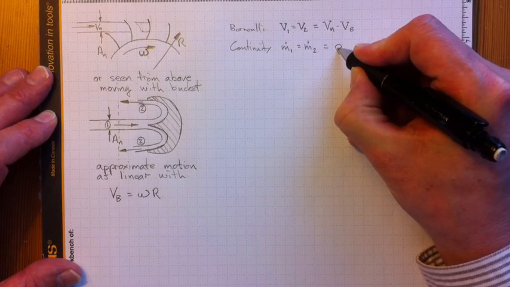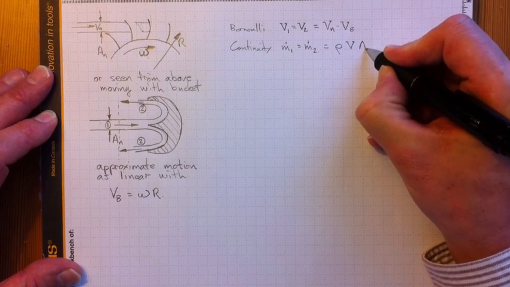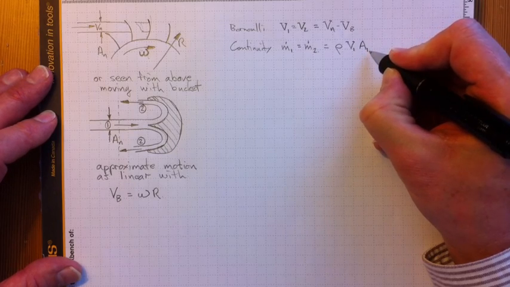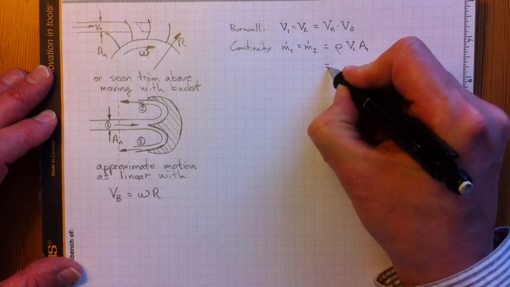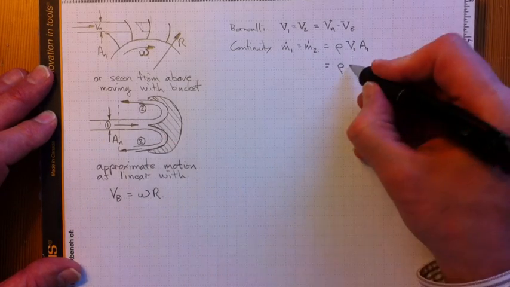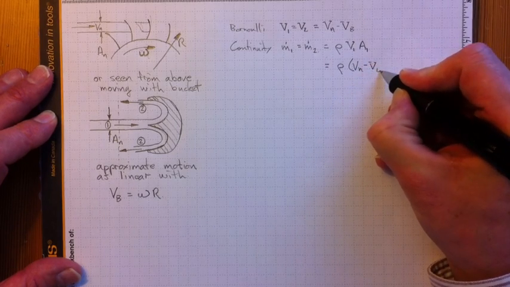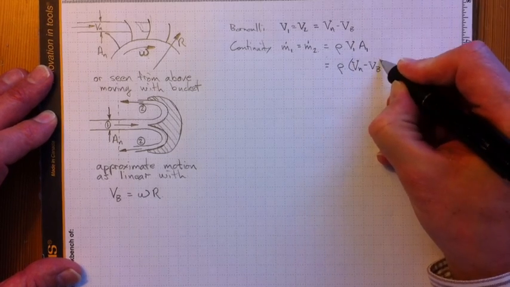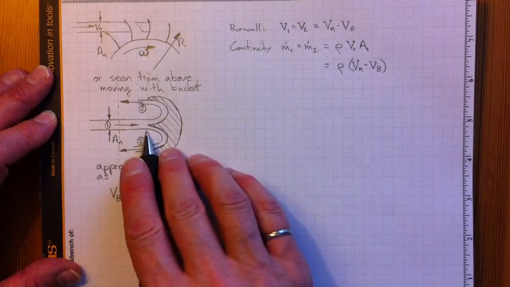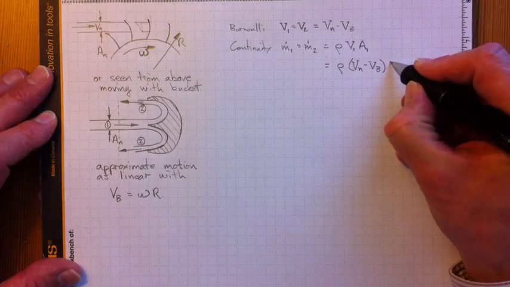So the mass flow will be the density times the velocity times the cross-sectional area. Velocity at 1, cross-sectional area at 1. Now that will be equal to density, it's incompressible, so the same density throughout, times V1, which is V nozzle minus V blade, times A1, the same geometry of the jet here as it was up there, so still the same area as the nozzle.